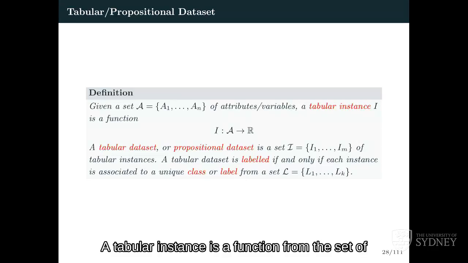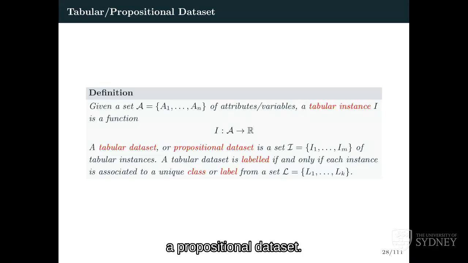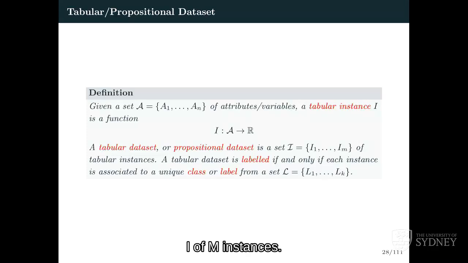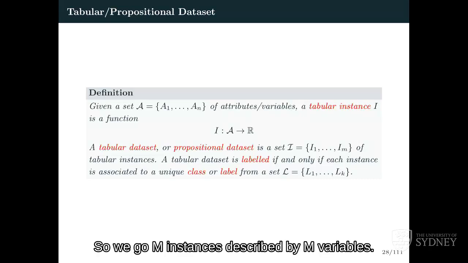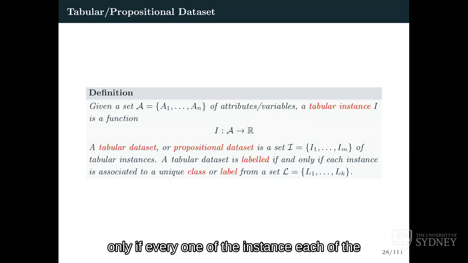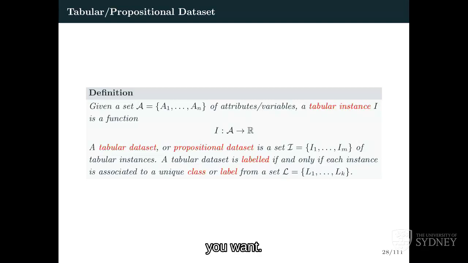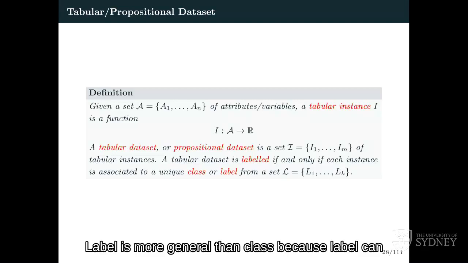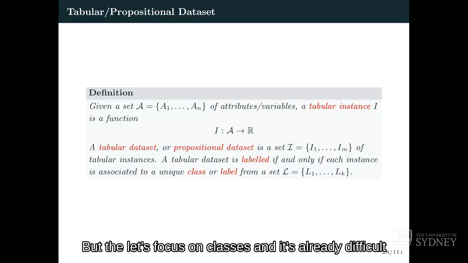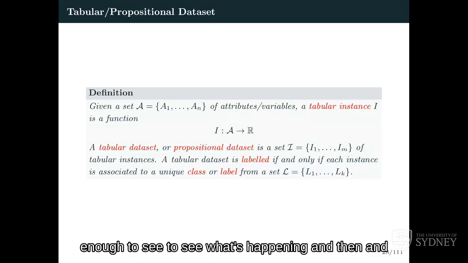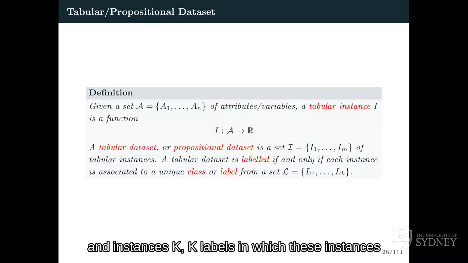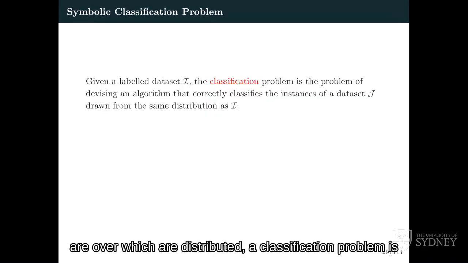A tabular instance is a function from the set of names into the reals, and a tabular data set, or a propositional data set (tabular means propositional for me), is a set I of m instances. So we got m instances described by n attributes, okay? This tabular data set is labeled if and only if each of the instances is associated to a unique class or label, call it as you want. Label is more general than class because a label can be numeric, and so this could be a regression problem instead of a classification problem. But let's focus on classes. It's already difficult enough to see what's happening. And then these labels are taken from a set of k possibilities. Okay, so these are our 3 numbers now: n attributes, m instances, k labels over which these instances are distributed.